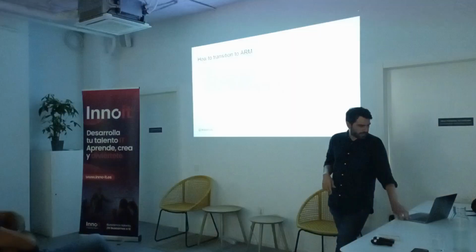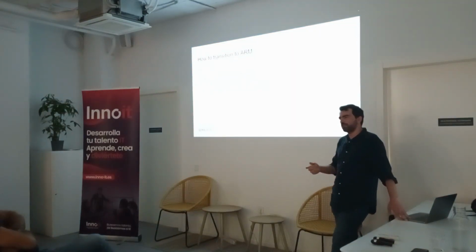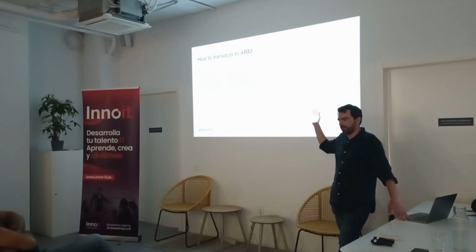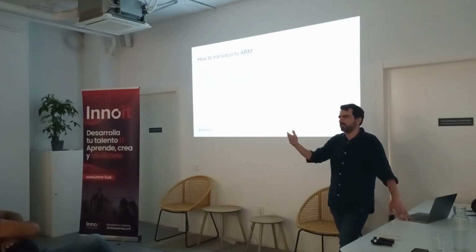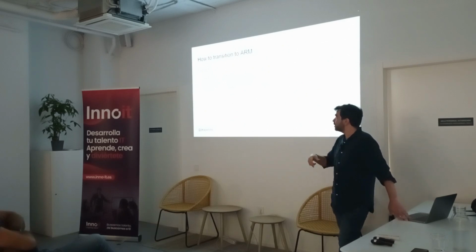Okay, so how are we going to transition? When I'm talking about transitioning, of course, I'm talking about Kubernetes. We're cloud native. Of course, everything runs in containers. So the application runs in a Docker container, our containers run in Kubernetes, and our cloud supports ARM architecture nodes.